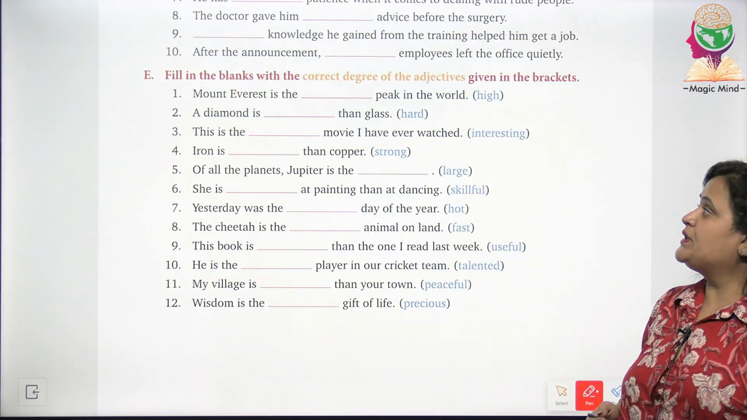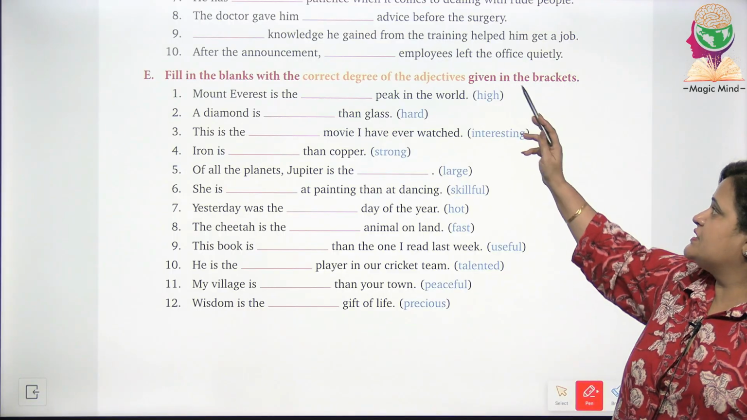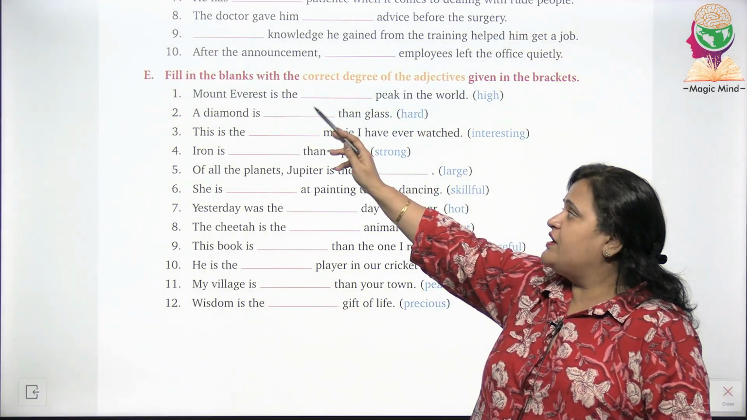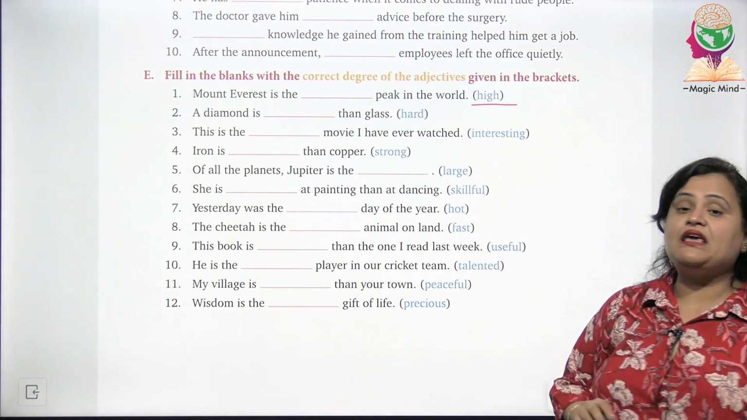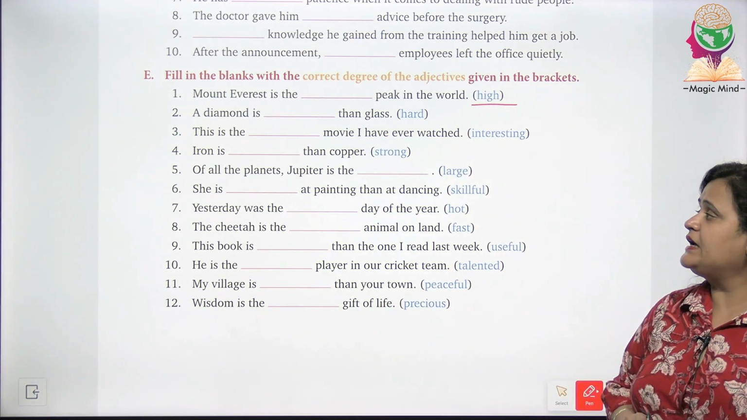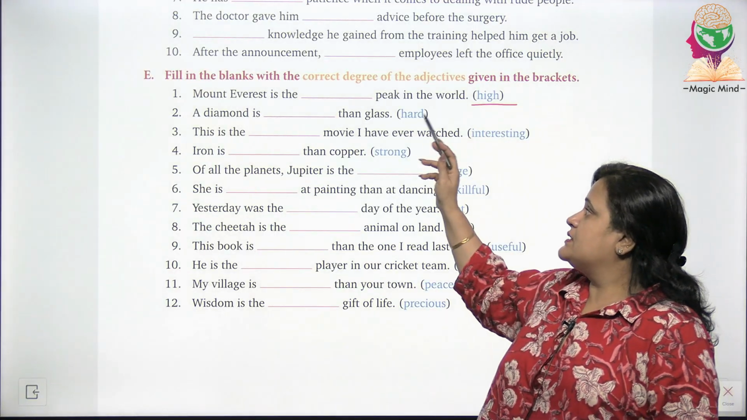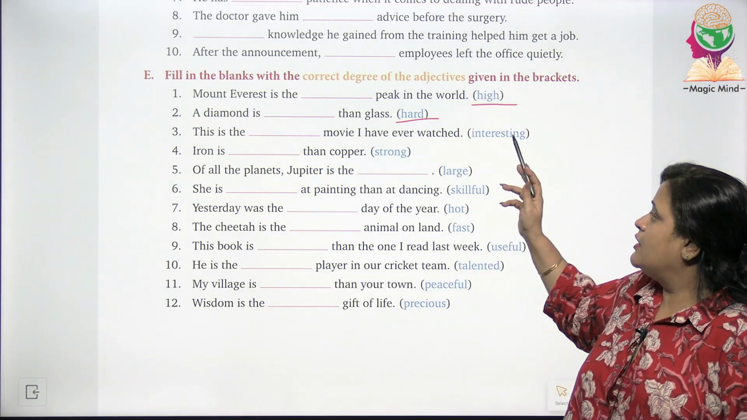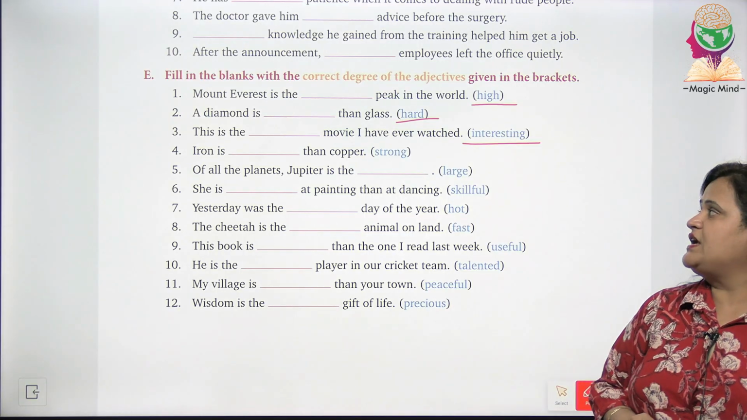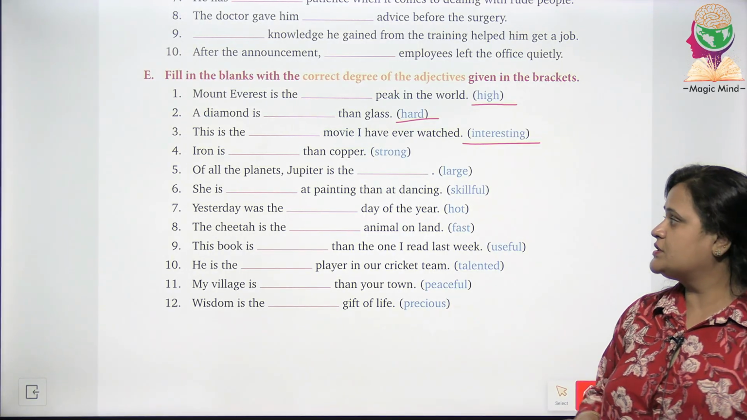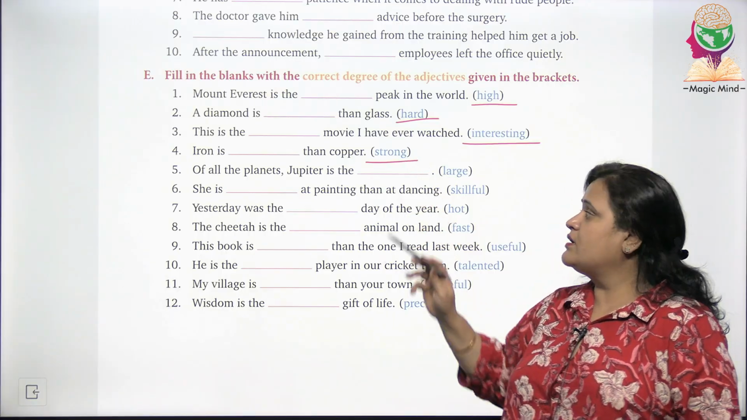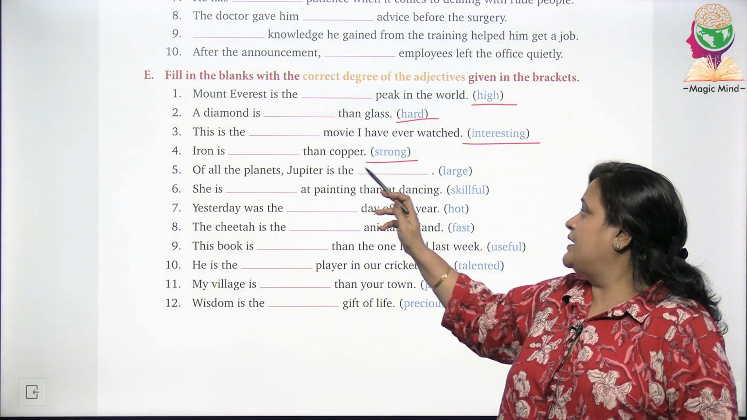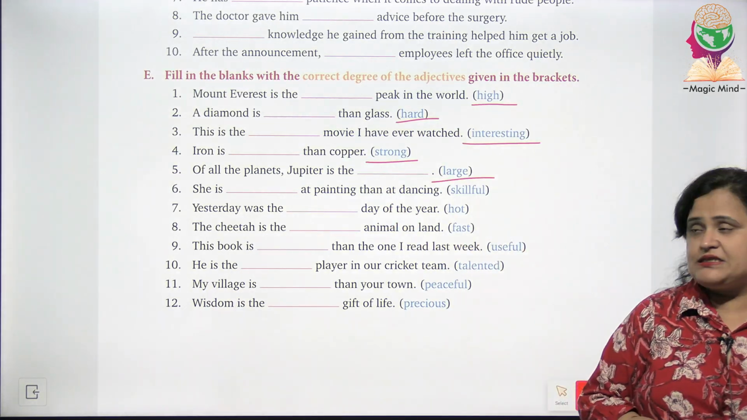Fill in the blanks with the correct degree of the adjectives given in the brackets. So ये मैं आपको ऐसे ही बता रही हूँ. Mount Everest is the highest peak in the world. Superlative degree है. A diamond is harder than glass. This is the most interesting movie I have ever watched. Iron is stronger than copper. Of all the planets, Jupiter is the largest.